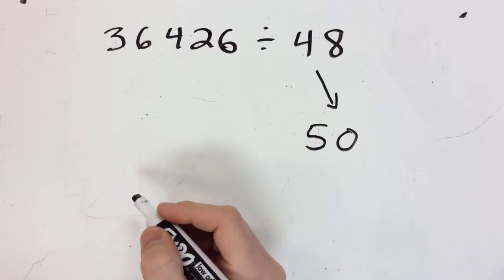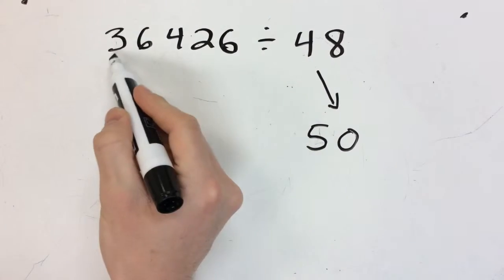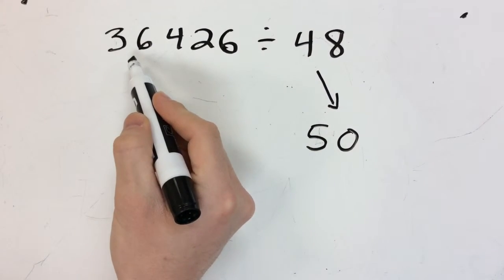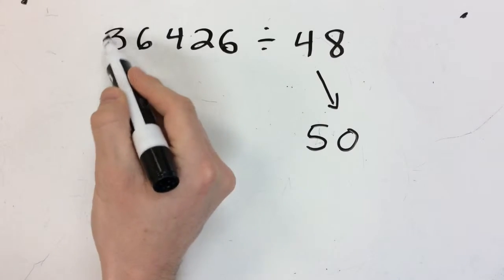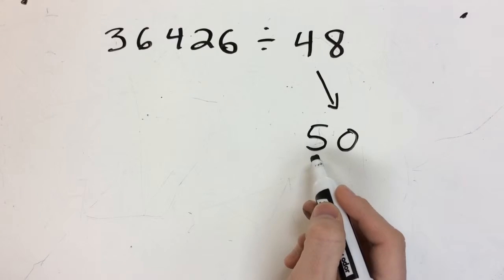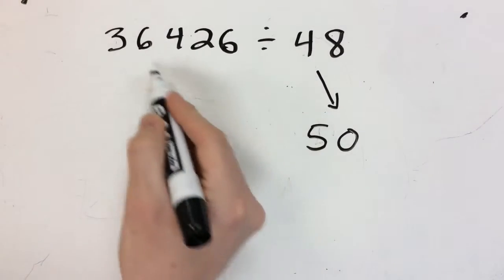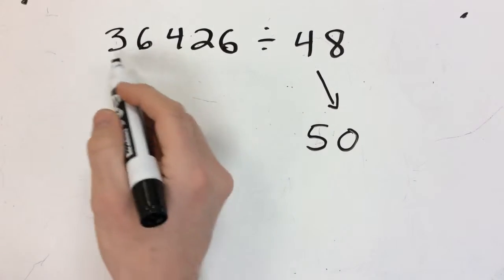nice even 50. Now I look at this number, specifically the first two digits, and I think to myself, what number near 36 is compatible with 5? And then it comes to me, 35. 5 goes into 35 evenly, so I'll use that.